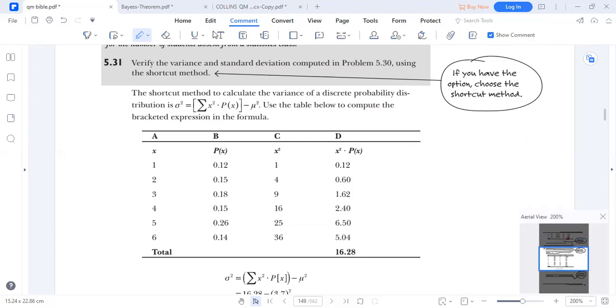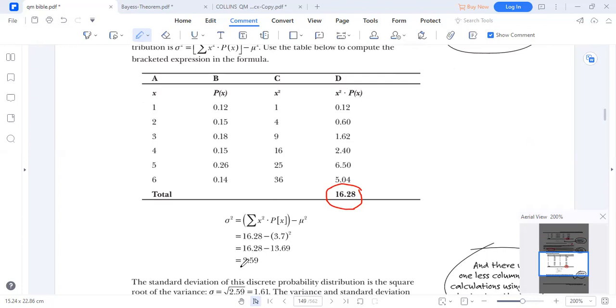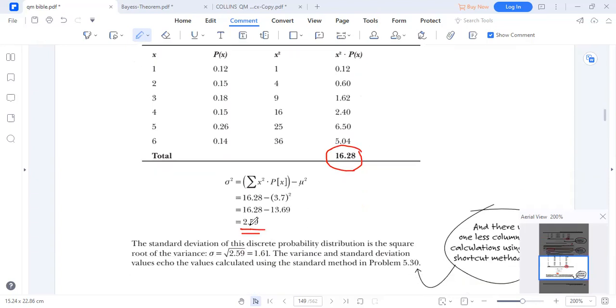I also taught you the shortcut, you square this. So this is a shortcut method as well. When you square this, we have that. So we multiply this one times that, we get this one times that, we get this. So when you get this figure here, we subtract the mean, 16.28 minus 3.7 squared. We subtract it, we get 2.59. I don't know which one you like, but it's the same thing. Then the square root of that one is still the standard deviation. This is how we go about it.